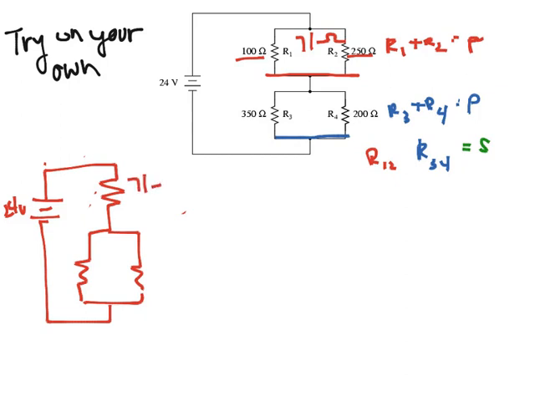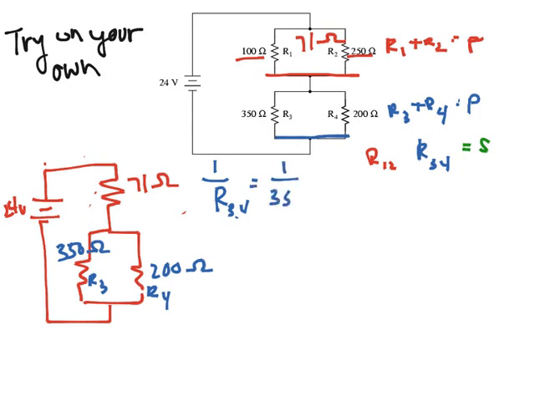And this is now 71 ohms, and we still need to figure out what this R equivalent is. So now we're going to use this. Again, this is R3, R4. These are in parallel, so it's going to be 1 over R3,4 is equal to 1 over 350 plus 1 over 200.